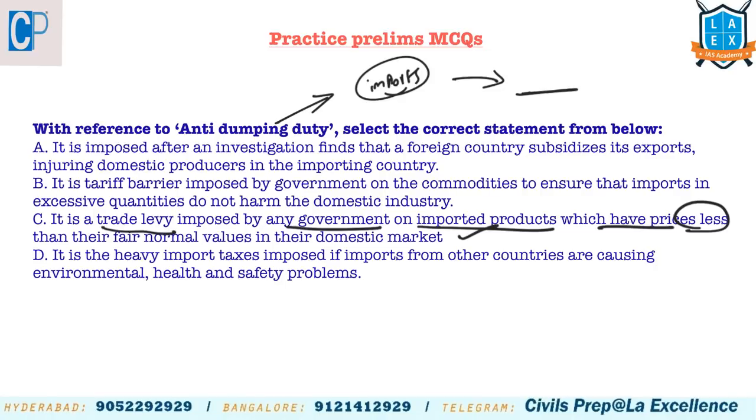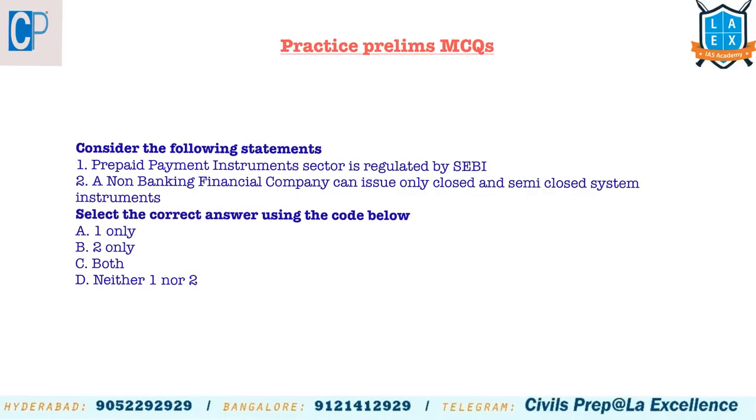The answer is C. The next question is, consider the following statements with regard to prepaid payment instruments. Prepaid payment instrument sector is regulated by SEBI. This statement is incorrect because in India it is regulated by the Reserve Bank of India. The next statement is, a non-banking financial company can issue only closed and semi-closed system of instruments. Yes, a non-banking financial company and other financial entities, if they get license from RBI, can issue these closed and semi-closed prepaid payment instruments. This statement is correct, so the answer here is B, 2 only.